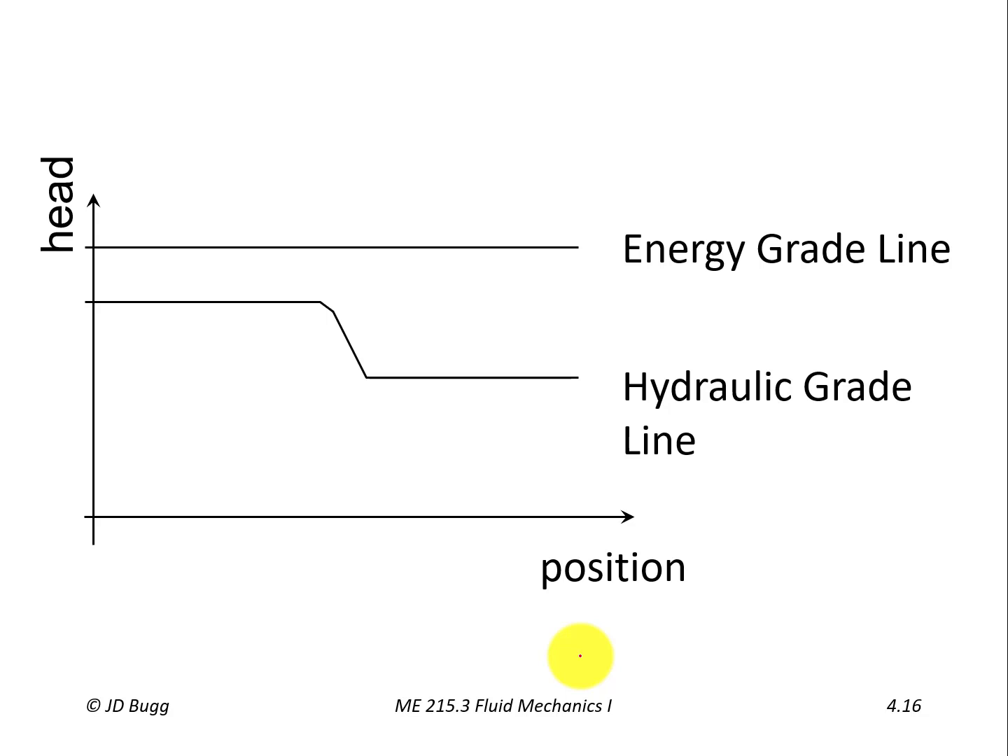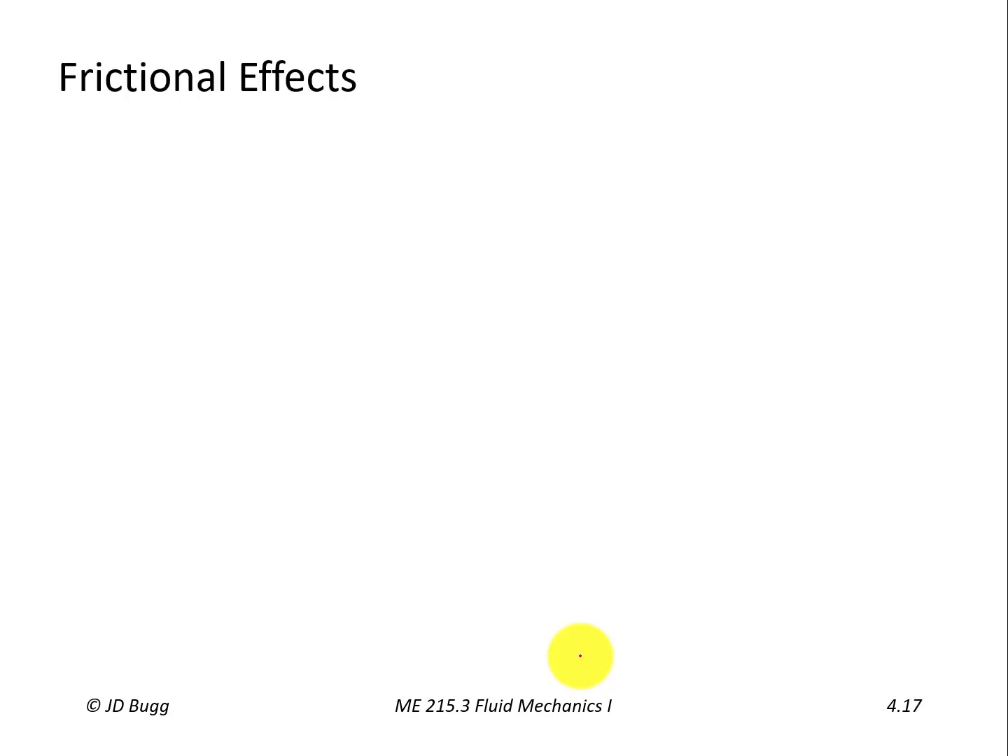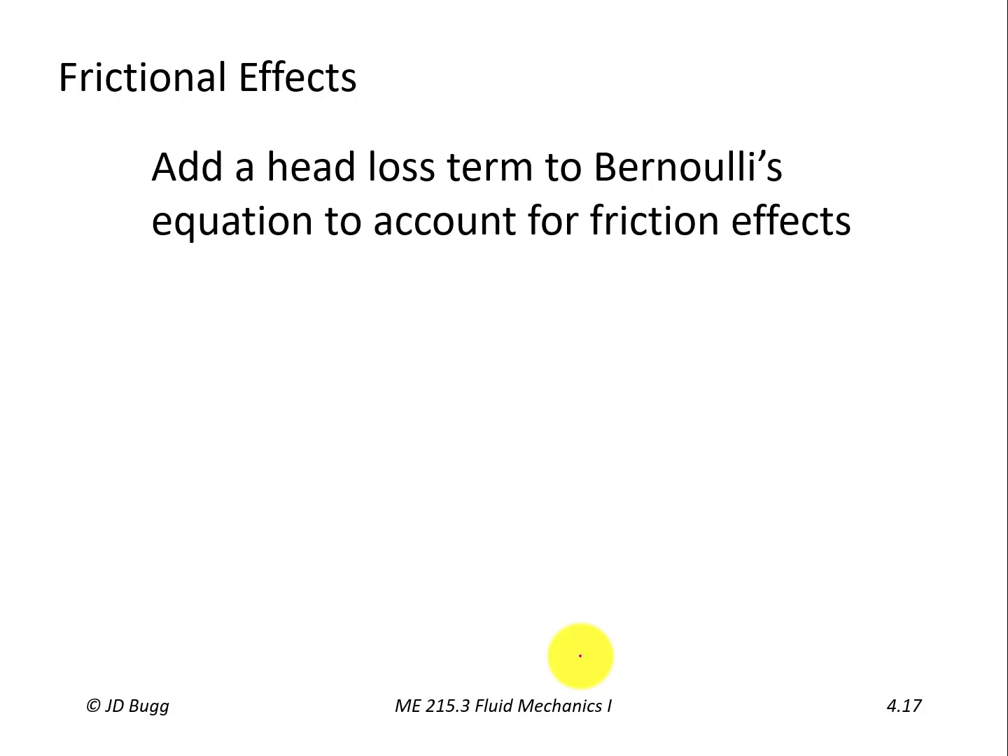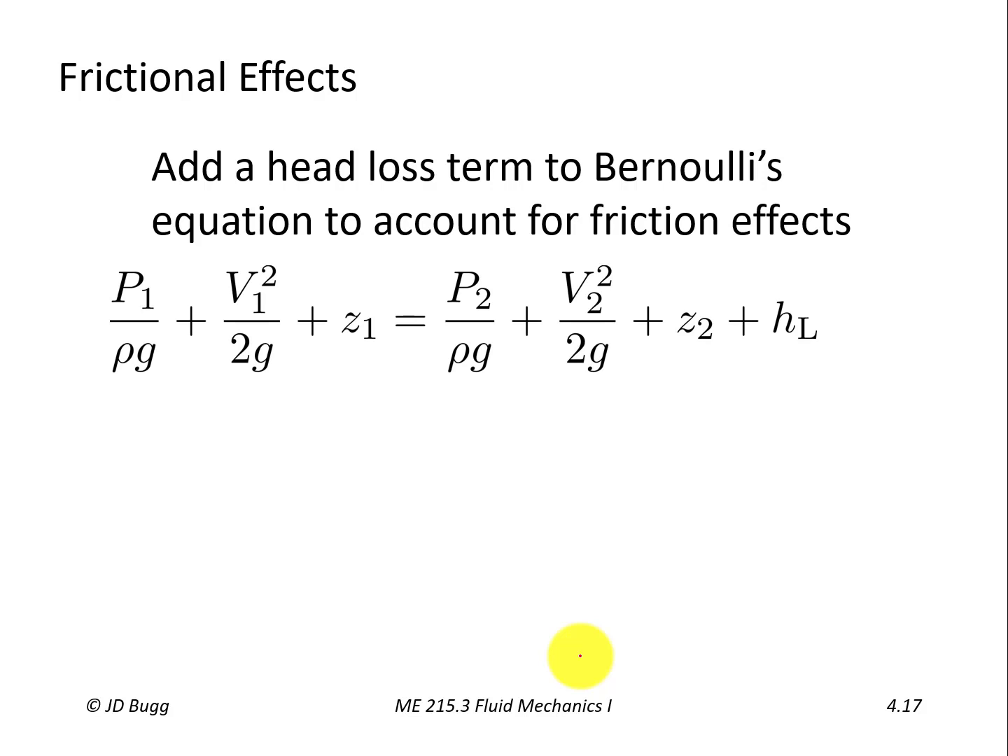What this amounts to is going back and removing one of the assumptions that we made. So we assumed that there were no viscous forces or no effects of viscosity. So we need to now bring back in these frictional effects. The way that we do that is we add a so-called head loss term to Bernoulli's equation, and it's there to account for frictional effects. So we'll see what Bernoulli's equation looks like with losses added to it.